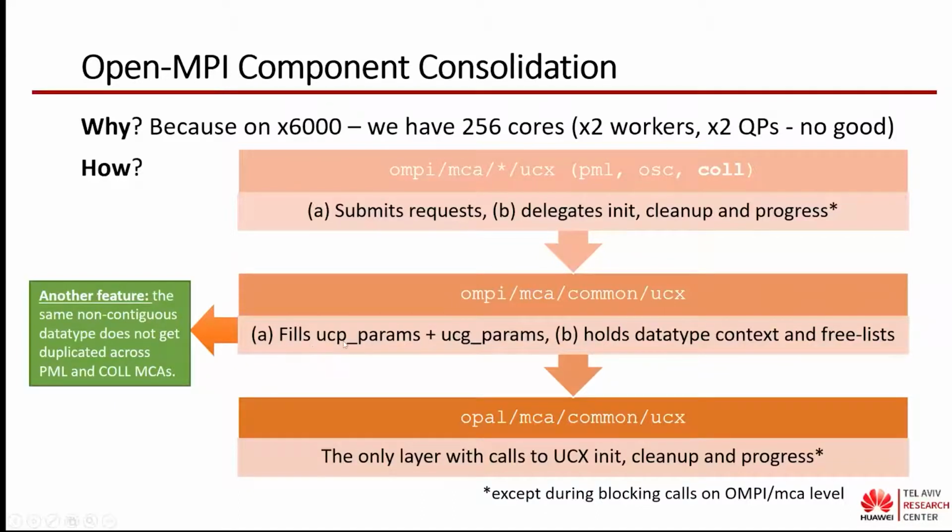One last thing, it also fills in the UCP and UCG params, which you can guess what that means, and feeds it into Opal. Opal doesn't know what will be the callback functions for stuff. So this structure allows us to have presumably one context, one worker, one UD QP when we start, regardless of how many components using UCX we instantiate on the higher levels. Yes, it has pitfalls, like what if you don't choose UCX at all? What if components want different things?